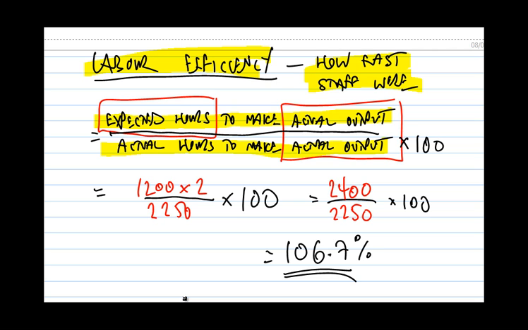Now, the fact that that ratio is above 100% implies my staff have been fast. In fact, I can see here they've been 6.7% faster than I would have expected. Now, if my staff have been faster than expected, you can imagine ultimately they'll end up producing more units than we expected. So that's labour efficiency.